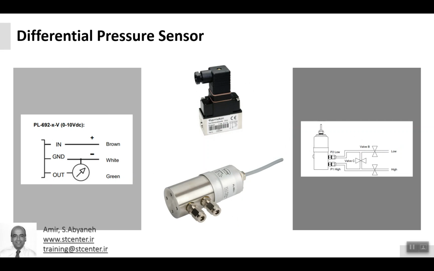So you can see the type of the installation at the right hand side and the wiring at the left hand side. This wiring provides us the output 0 to 10 volts DC. Always this type of transmitter provides us 4 to 20 milliamp or 0 to 10 volt DC. They are the active type, so we need the analog input to read it.